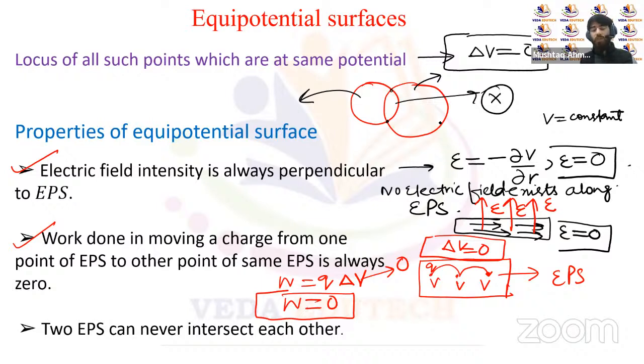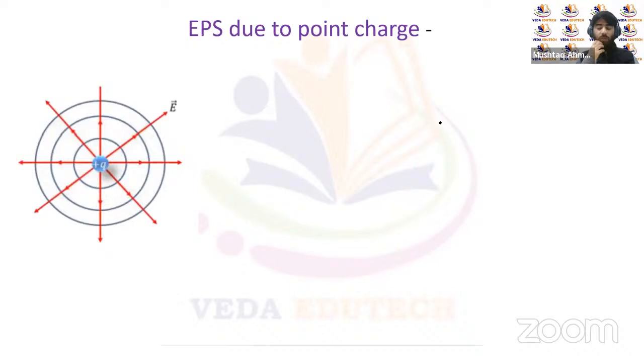So in conclusion, we have three main important properties of the equipotential surface. Property number 1, electric field intensity is always perpendicular to the equipotential surface. Property number 2, the work done in displacing a charge from one point to another point on an equipotential surface is always equal to 0. And the third property is that no two equipotential surfaces intersect each other. So that was it with respect to the general properties of the equipotential surface.